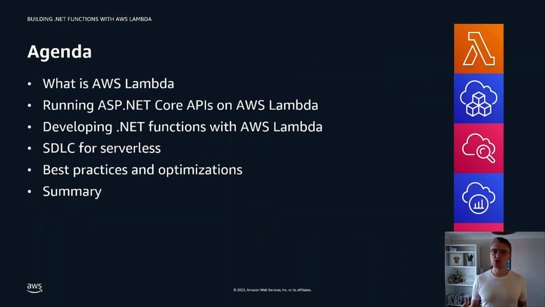And today we're going to look through a few different topics. We're going to first take a step back and start with why do we need serverless? Where did serverless come from? Then we'll level set on what exactly AWS Lambda is. And then we'll go through a few different steps with running .NET on Lambda, from running an existing .NET Core API on Lambda to developing single-purpose event-driven functions. And then we'll actually walk through the software development lifecycle and some best practices and optimizations you can start to look at when you're building .NET functions on Lambda.